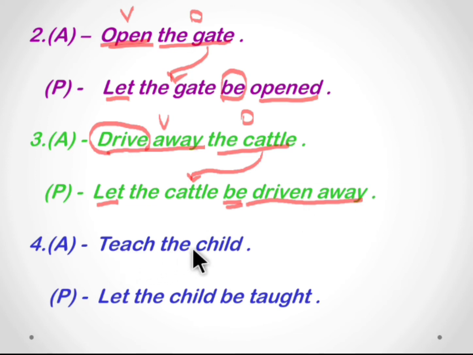Next sentence, teach the child. Here teach is the verb. Whom to teach? The child. So the object answers to the question either what or whom. So here it is answering to the question whom, and so this child is the object. Now we begin the passive voice with let. Now the object of the active voice becomes the subject of the passive voice. So we bring the child here. Then we use the be form of verb, which is be. The past participle of the verb teach is taught. Let the child be taught. This is the passive voice.